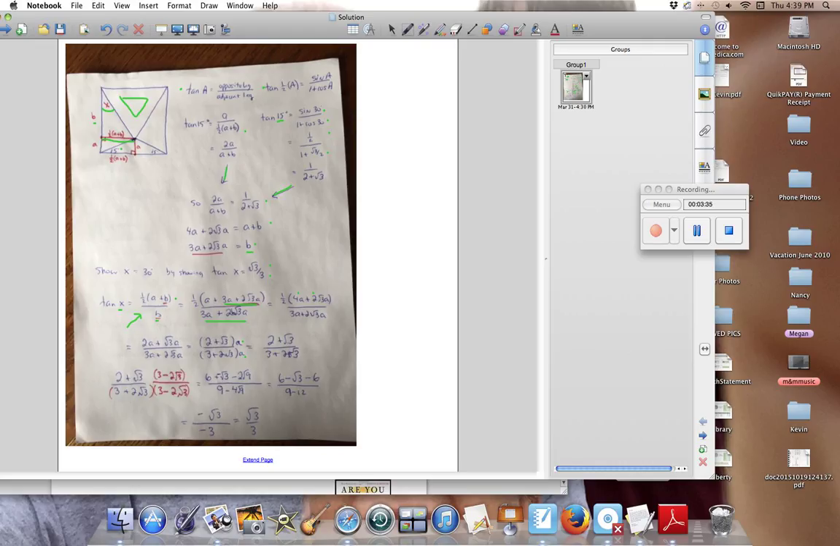And then what I'm left with is 2 plus square root of 3 over 3 plus 2 times square root of 3. I multiply the top and bottom of that fraction by the conjugate of the denominator to get rid of the square root on the bottom. This eventually will simplify down, with FOIL on top and whatever on the bottom, into square root of 3 over 3. So that shows that the angle must be 30 degrees.